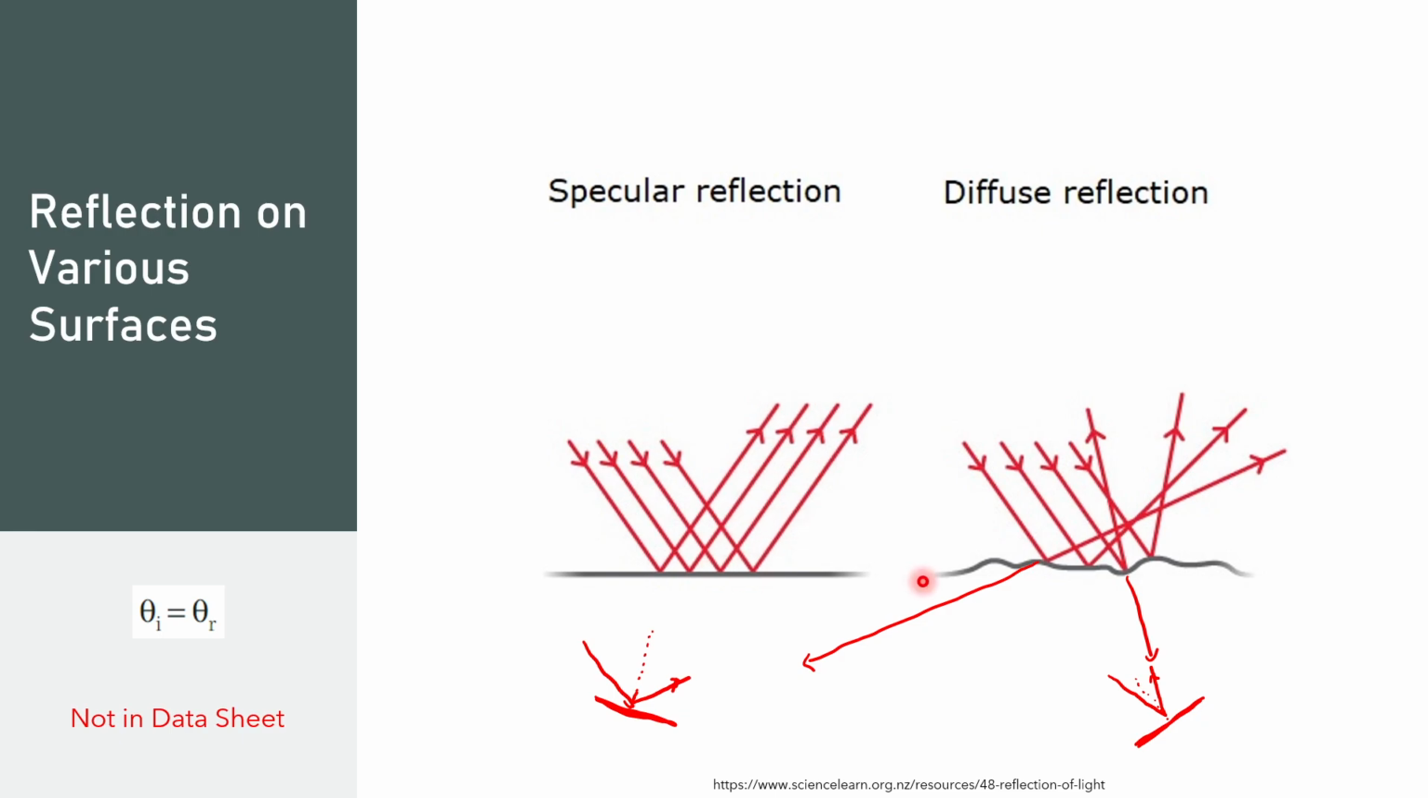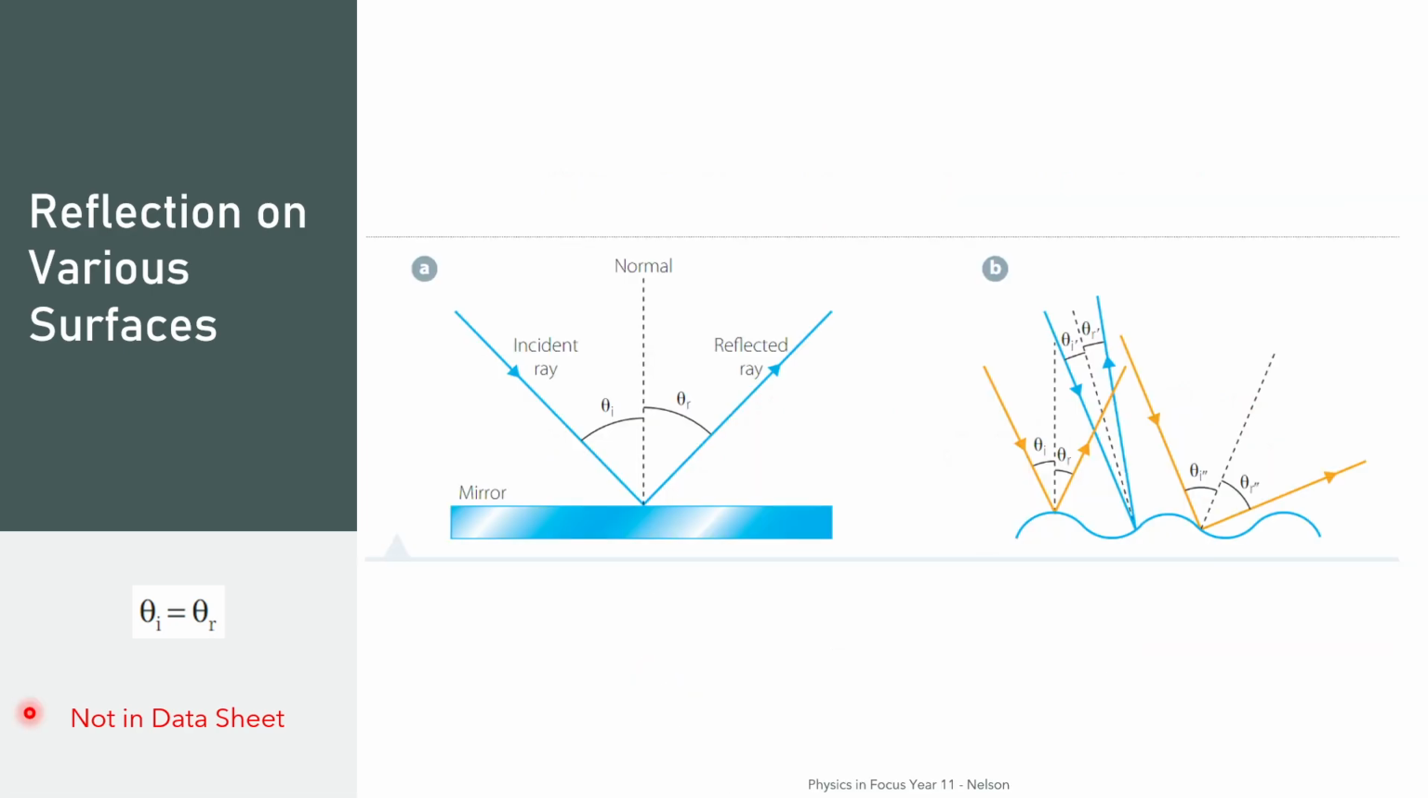However, if we have an irregular surface with quite a bumpy pattern, the normals will be pointing in all sorts of directions, leading to dispersed reflection and effectively meaning that you're unable to produce a clear reflected image. This diagram here from the Nelson textbook shows quite well this idea that normals can be pointing in all directions when we have an irregular shaped surface.